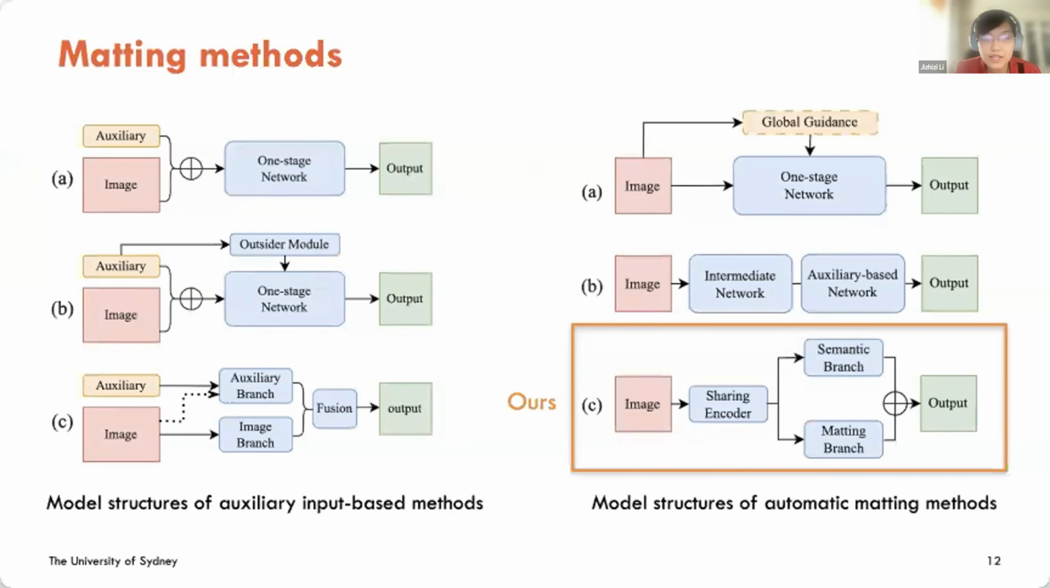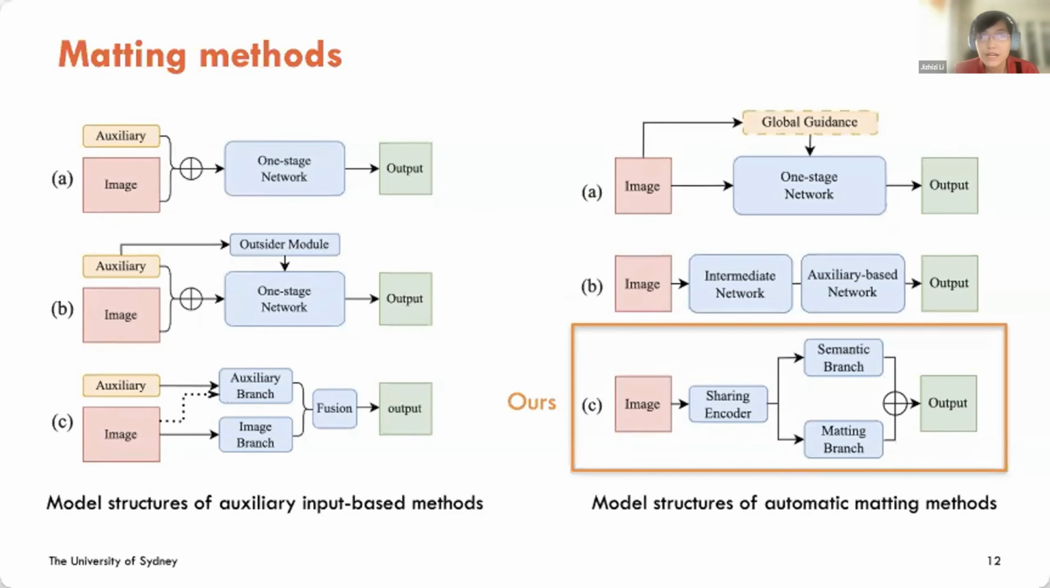And in terms of the matting methods, from the aspect of the auxiliary input-based methods, there are three types. The inputs for these methods will be the image and also the auxiliary input. The first type passes through a one-stage network and then generates the output directly. Another adds an outside module to process specifically the auxiliary information. And another uses two branches, one for the auxiliary information and another for the image information, and then fuses them together to generate the output.